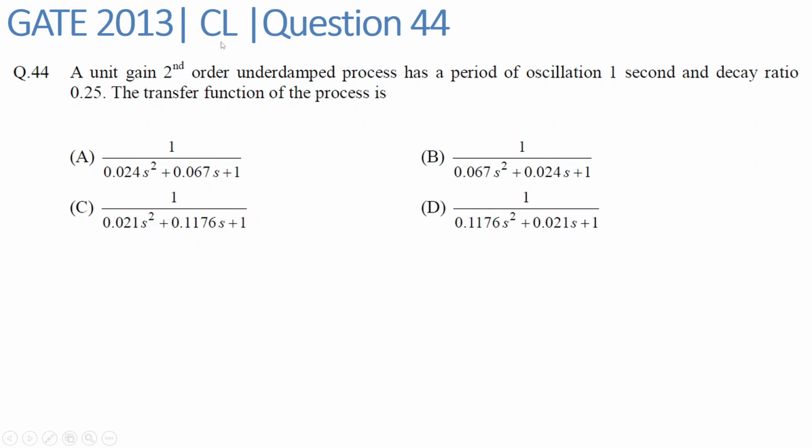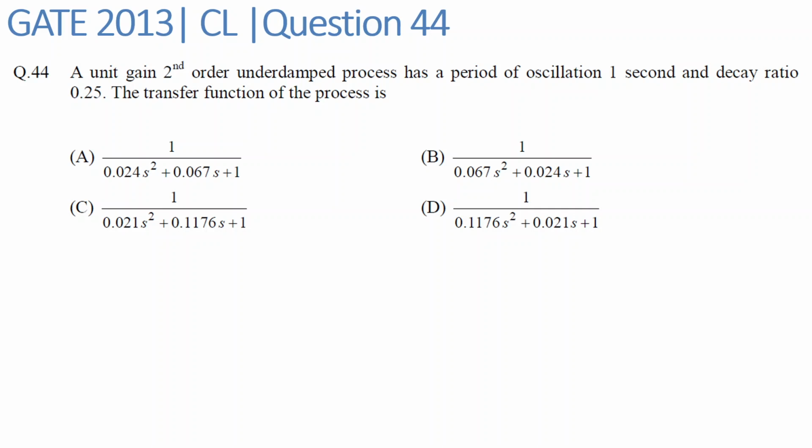Everyone. We are solving question number 44 of GATE 2013 Chemical Engineering paper from the subject related to instrumentation and process control. The question is, a unit gain second order underdamped process has a period of oscillation 1 second and decay ratio 0.25. The transfer function of the process is dash.